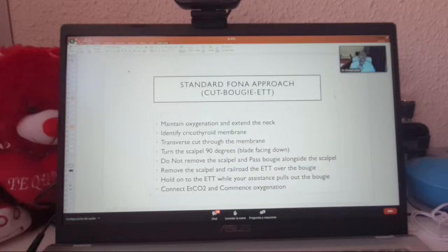You do a transverse cut in the membrane with your blade, with the bevel or the blade facing downwards, not upwards, so you avoid the cut going through the cricoid itself. So a transverse cut, about 1.5 to 2 centimeters, blade facing down. You insert the bougie next to the blade. Don't remove the blade at this stage. You just pass the bougie alongside your blade or scalpel.